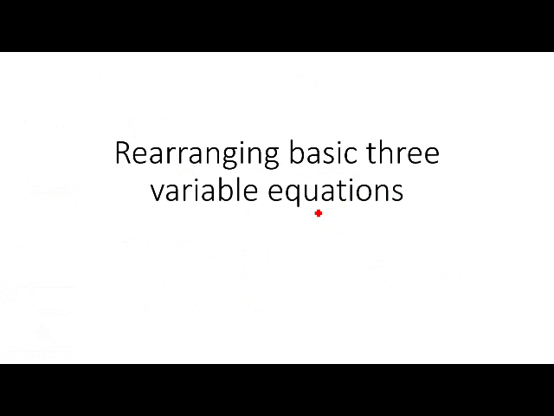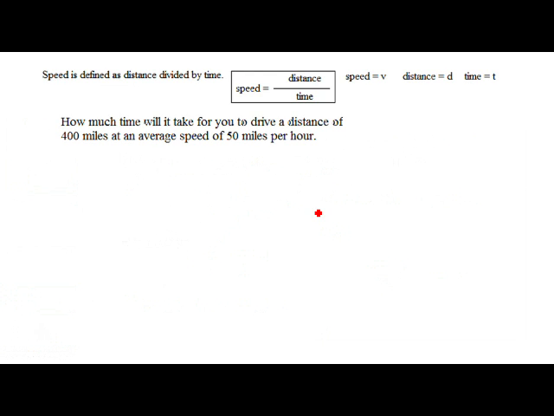This video is about rearranging basic three-variable equations. Start with the basic speed equation: speed is just distance divided by time. Speed is v, we'll talk about that later. Distance is d, time is t. So in this problem, we're talking about how much time. That's what we're looking for. It's our unknown.